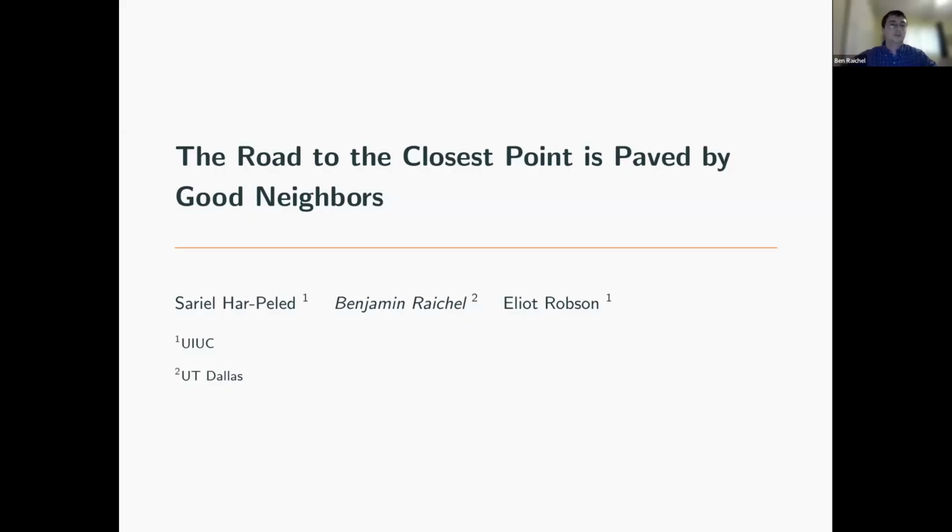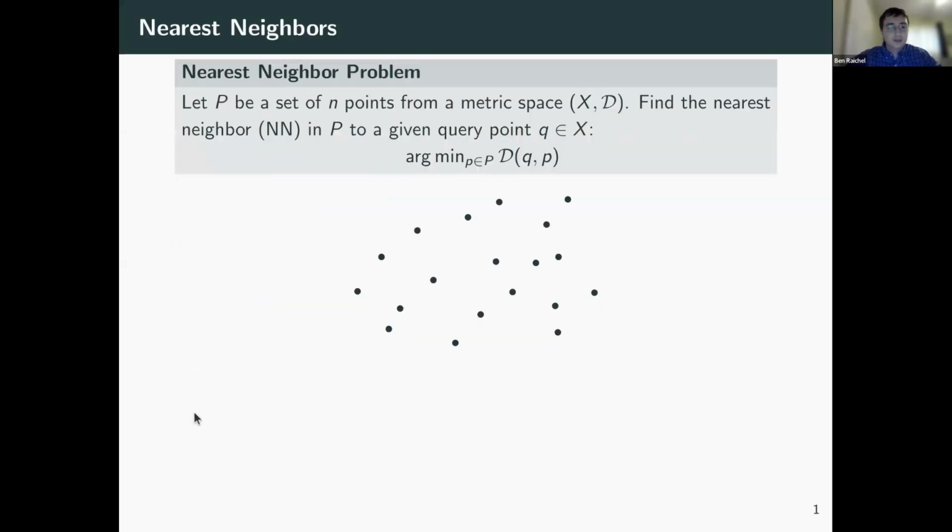Okay, so thank you, Boris. So yeah, I'm Benjamin Raichel. This is "The Road to the Closest Point is Paved by Good Neighbors." It's joint work with Sariel Har-Peled and Eliot Robson, and I'm happy to announce that this paper was just recently accepted to SOSA 2026. So I'll be presenting it there in January, but you get the full version.